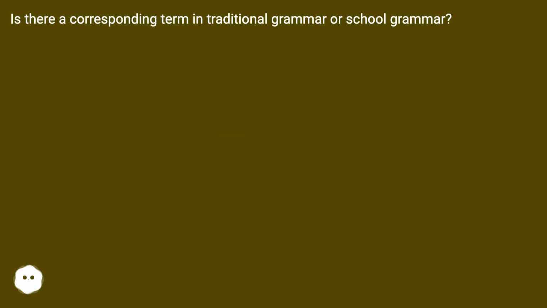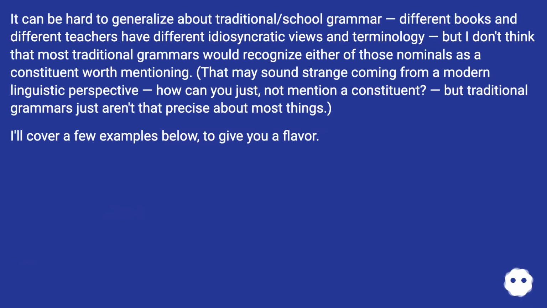Is there a corresponding term in traditional grammar or school grammar? It can be hard to generalize about traditional school grammar. Different books and different teachers have different idiosyncratic views and terminology, but I don't think that most traditional grammars would recognize either of those nominals as a constituent worth mentioning. That may sound strange coming from a modern linguistic perspective. How can you just not mention a constituent? But traditional grammars just aren't that precise about most things. I'll cover a few examples below, to give you a flavor.